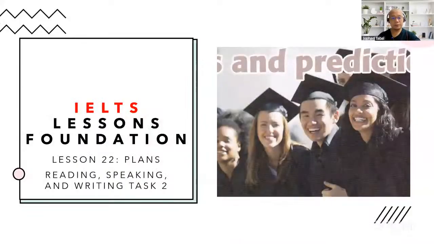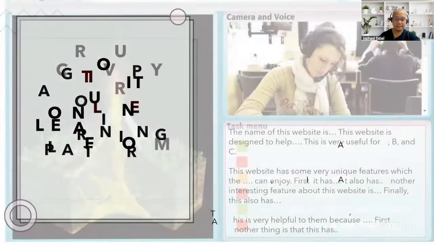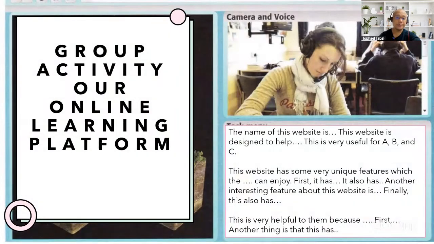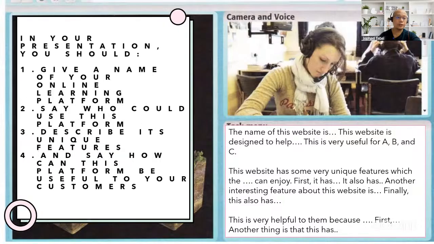Next activity, what you need to do is think of the most useful websites. You don't need to draw. If this is an offline class, you can draw your answer, but this is an online class, so you don't need to draw your answers.